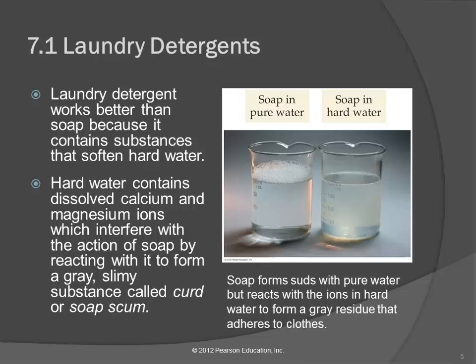Another type of reaction is a precipitation reaction, and this happens in your washing machine and also around the sink area in your bathroom. There's a reason that we use laundry detergent instead of hand soap to wash our clothes. Hand soap forms a precipitate with the hard water, the calcium and the magnesium in the water, and forms this gray, slimy stuff. It's called curd or soap scum.